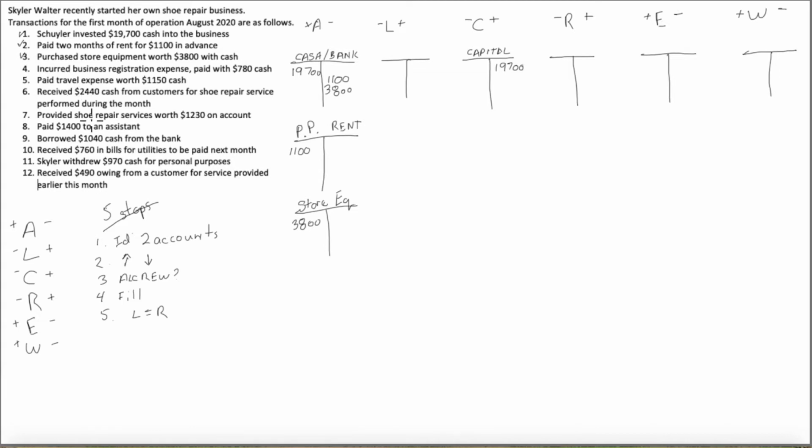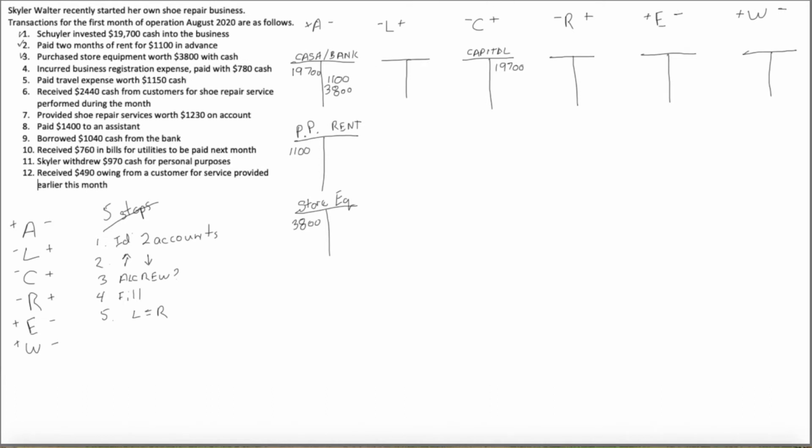All right. Incurred. Remember one of those words that we talked about earlier in the video. What does incurred mean? A good way to interpret it is used up, where we used. So let's interpret that. Used, business registration expense, paid with $780 cash. So looking at it, what two accounts? Well, if we paid cash, we know cash, where assets are going to be one, and registration expense. So that would be another one.